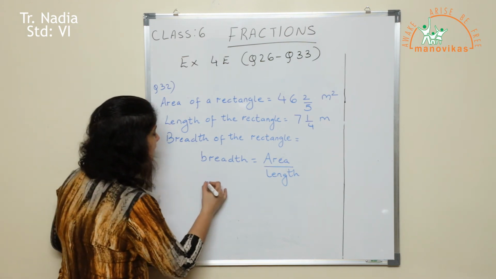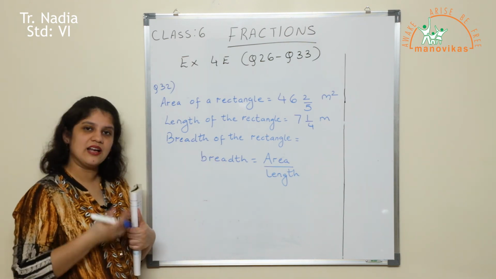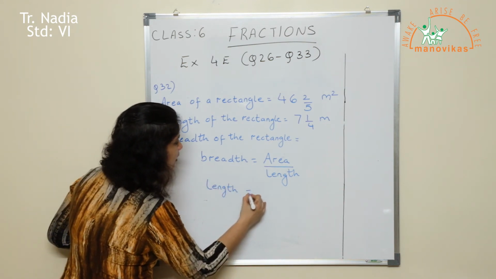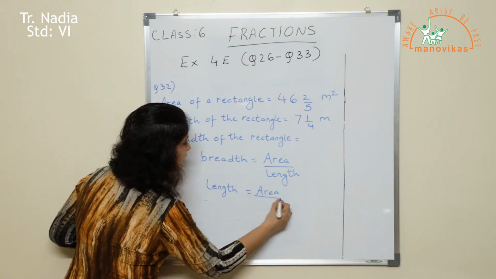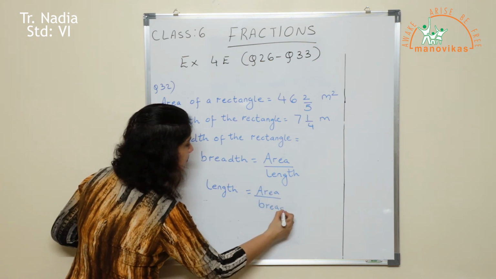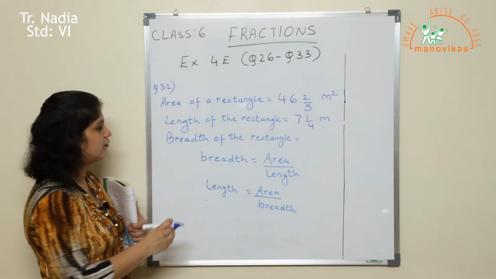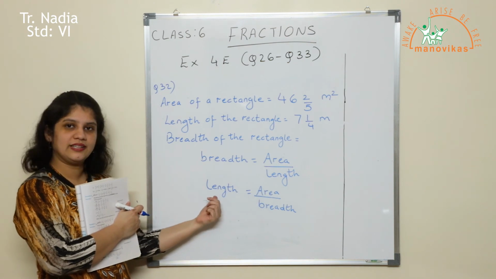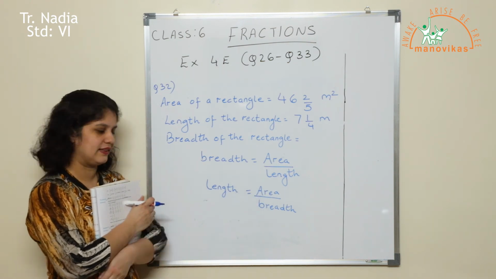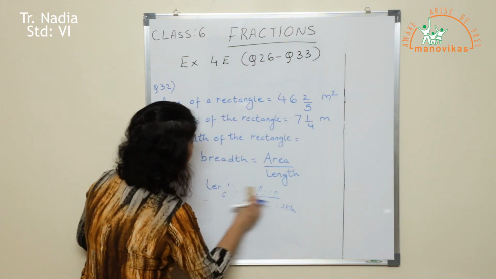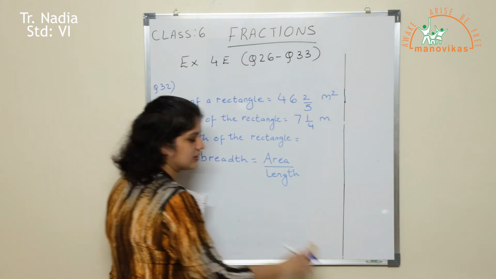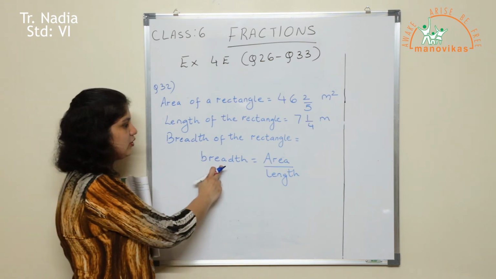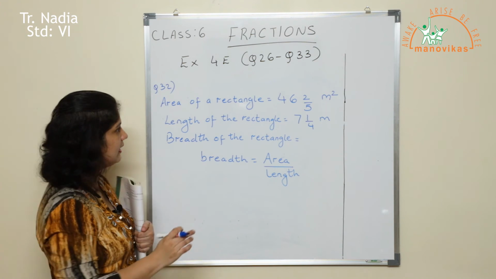Similarly, even if you are given the area and the breadth and asked to find the length, this formula looks like this. Length will be equal to area divided by breadth. So this is the formula: to find the breadth, area divided by length; to find the length, area divided by the breadth. Anyways, the second formula is not required as of now. Let us focus on the first formula. We are given the area, we are given the length. So the formula to find the breadth is area divided by length.